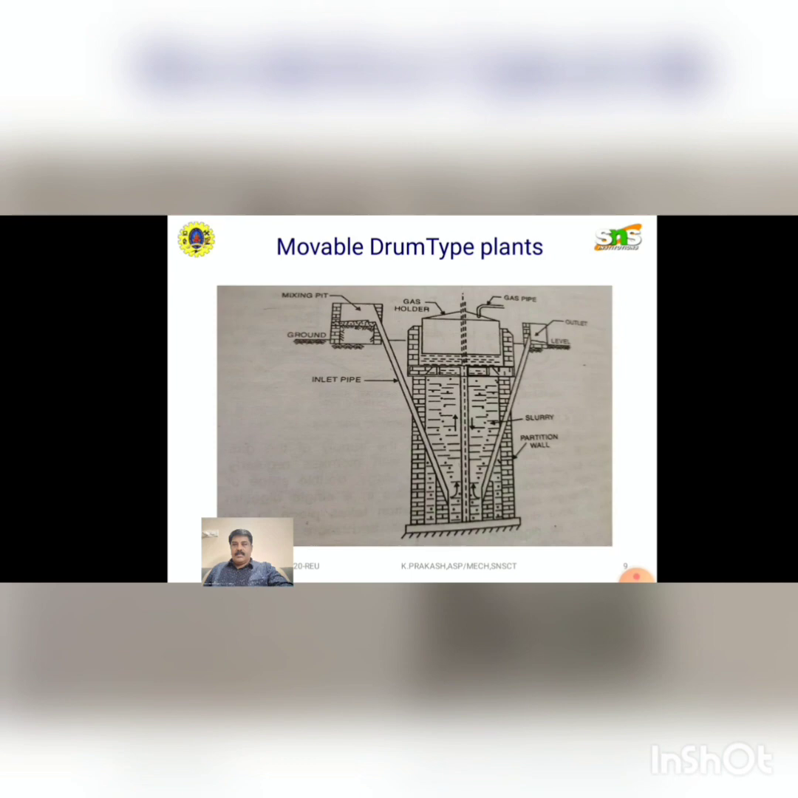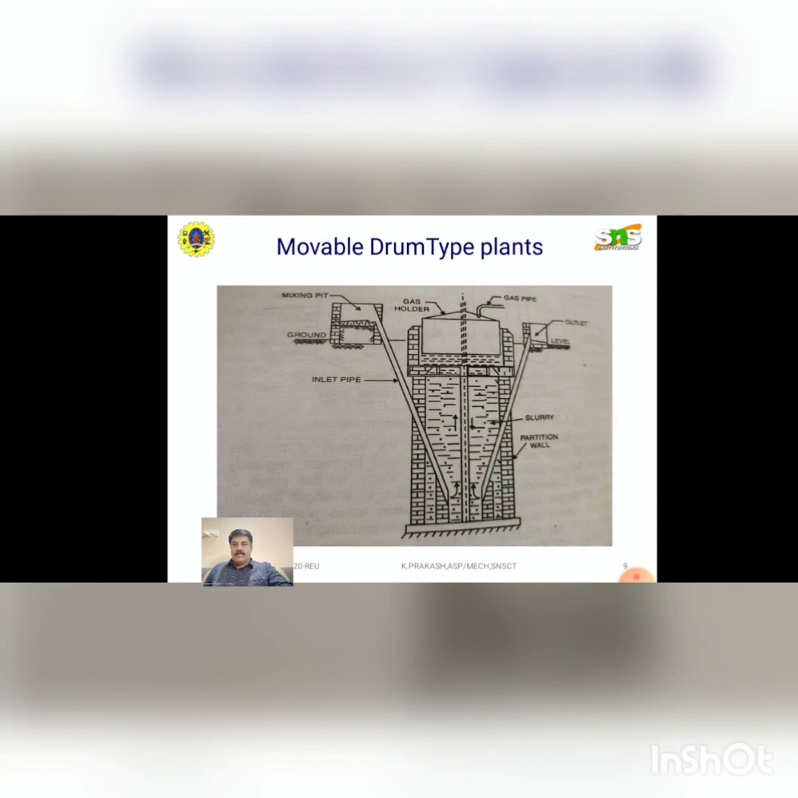Now let us see the working of the movable drum type plants. This is also called a floating gas holder type biogas plant. In this diagram we can see the mixing pit, which is situated above ground level, and the inlet pipe. At the top of the diagram we can see the gas holder and the gas pipe where the gas can be collected. On the right-hand side we can see the outlet, the partition walls and the slurry inside.